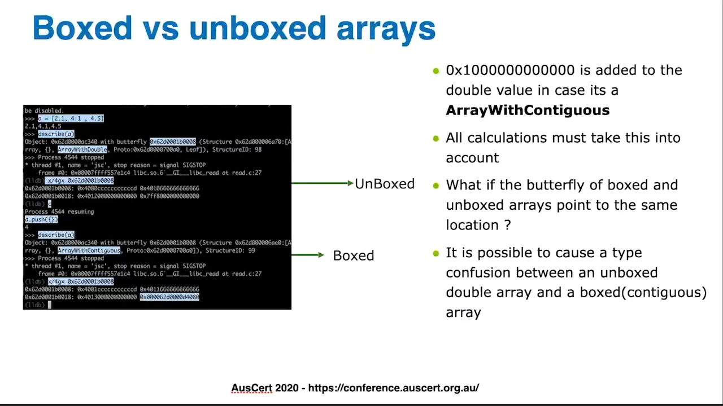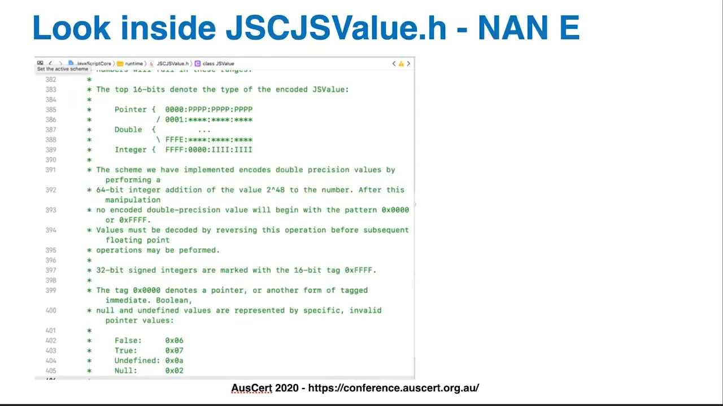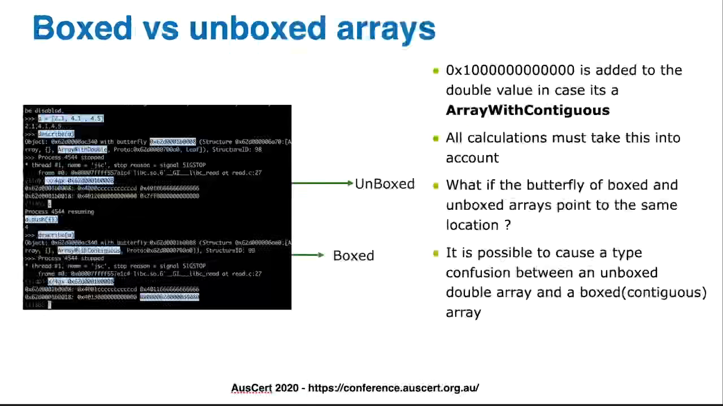Okay. Another thing you need to note is boxed and unboxed arrays. The unboxed arrays are basically arrays that only contain double values, whereas the boxed ones contain double as well as objects. What you need to know is that in case it's an array with contiguous, which means it's a boxed array, this particular value is added to the double. We can also see over here a 64-bit integer addition of the value, or 48, added to the number. Okay, in case this is a JS object, which means it's an array with contiguous.